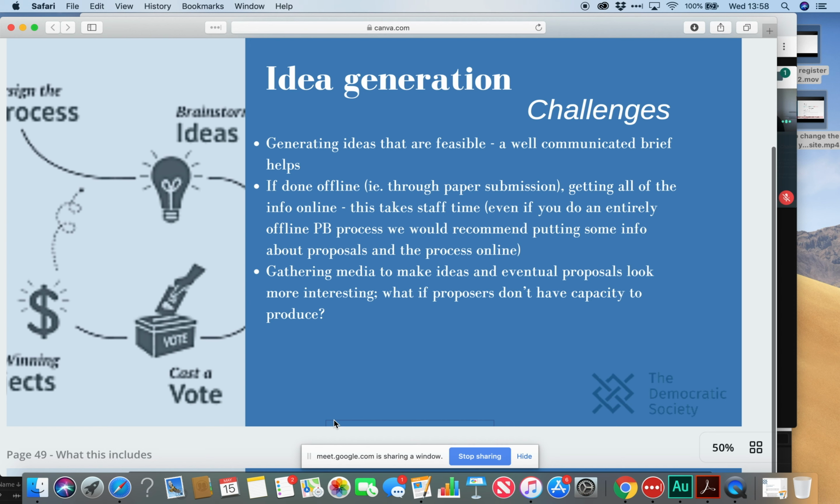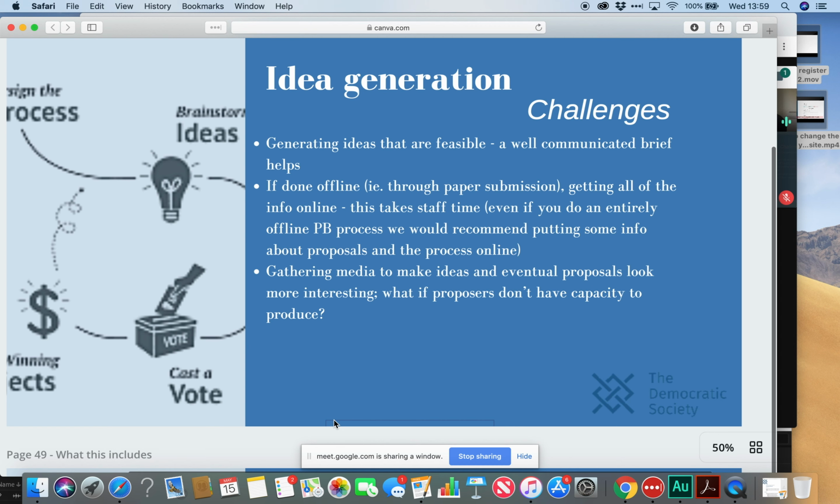Again, getting people to generate ideas that are actually feasible, that comes with creating a well-communicated brief or criteria in the first place. And if done offline, if you do it through paper submission or by email, you have to get all that information online, and that can take up a lot of time. And the other thing is gathering photos and videos to make the ideas and the proposals look good.